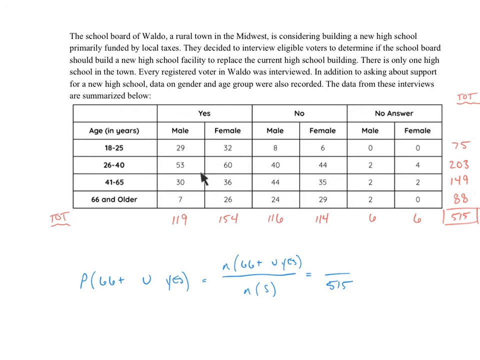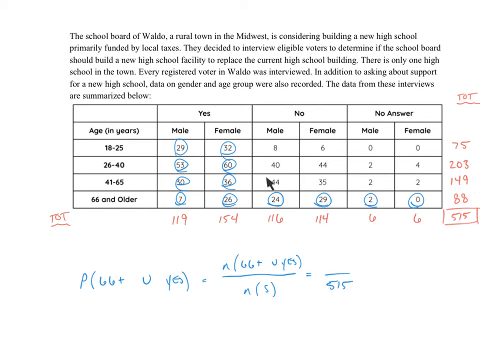So these are all the people who said yes, right? So they're all included for sure. So I'm going to take these people here, these people here. 66 and older people are all in this row here. So I already have the 7 and the 26. I'm not going to count them 2 times. But I am also going to count the 24, 29, the 2, and the 0 people there.